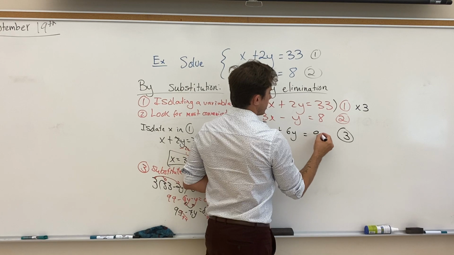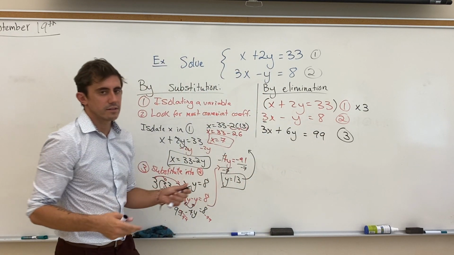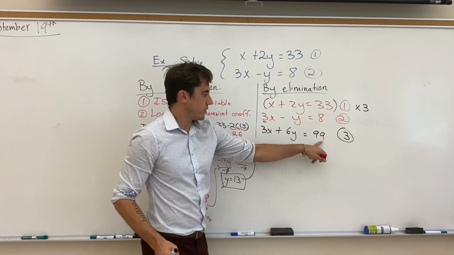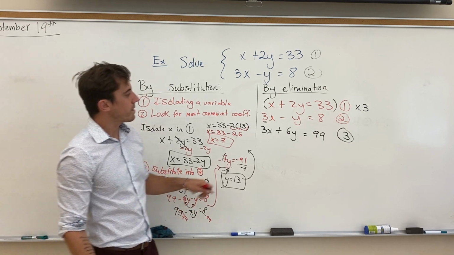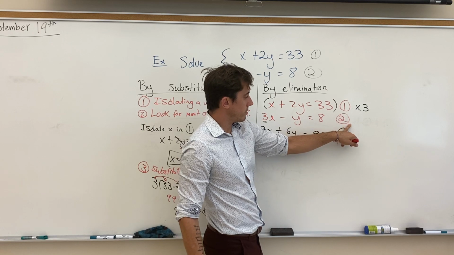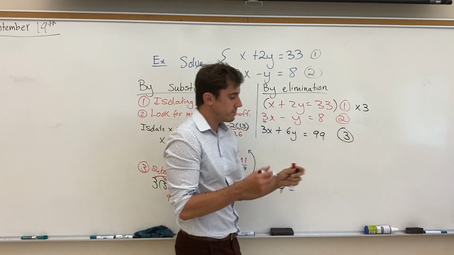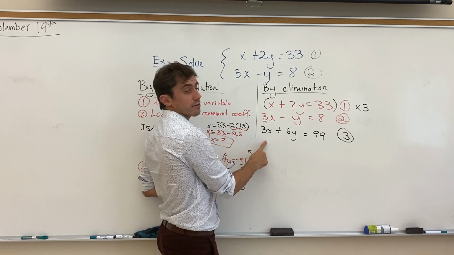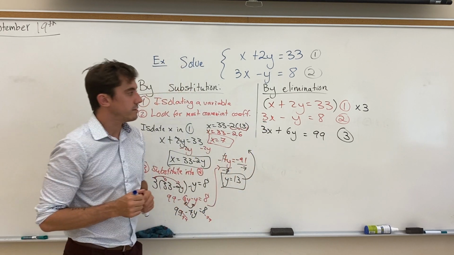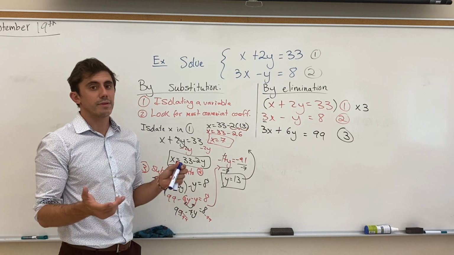33 times 3 is 99. Right, you're going to start to see some numbers looking familiar, right? The 99 is what we saw here earlier on. So now we have equation 2 that we're going to use, and now we have equation 3 that we're going to use. And you'll notice that the coefficients of x are now identical. They're exactly 3 in the two equations that we're going to use to eliminate one of them.